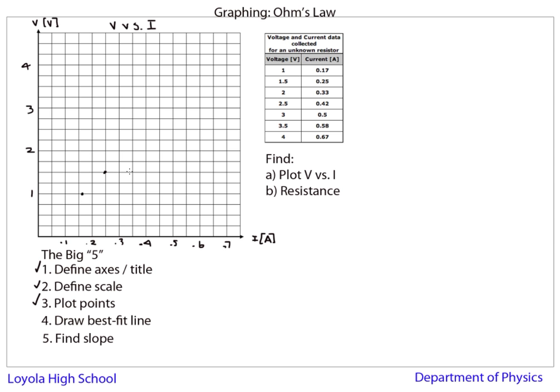0.33, which is just shy of that, and 2. 0.42 and 2.5 right there, and 0.5 and 3 is right there, and 0.58 and 3.5 is right about there, and 0.6567 and 4 is right there.